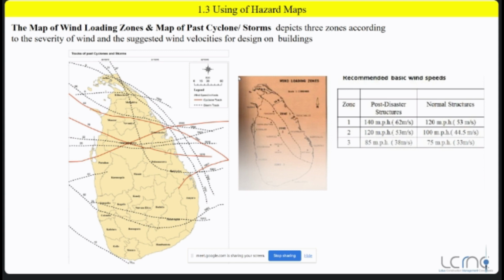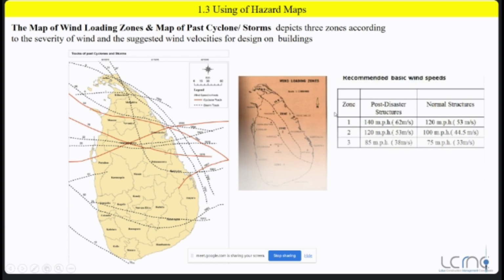Okay, that is that. And the most important thing, when it comes to high-rise and mid-rise buildings, definitely you need to consider the lateral forces. So the most important lateral force is what? That is wind loading. So this is the map of wind loading. Actually we have divided it into three zones. As you can see in this image, there are three zones you can easily identify. According to these three zones, the wind speeds are defined for each and every zone.